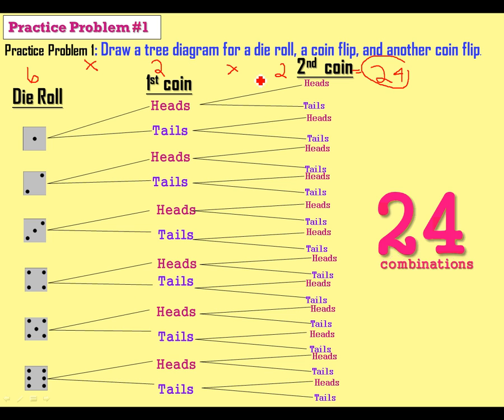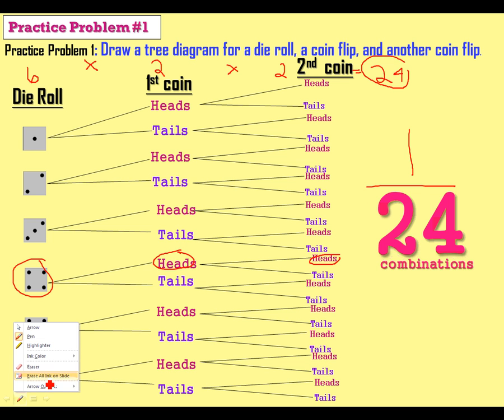So, if somebody asks you, hey, what's the chances of rolling a 4, getting a heads, and getting another heads, so 4 heads, well, the chances of that happening will be 1 in 24. In that order, I should say. You have a 1 in 24 chance of that happening. 4 heads and a heads. Your chances of that happening is 1 in 24. Okay, let's go on to the next one.